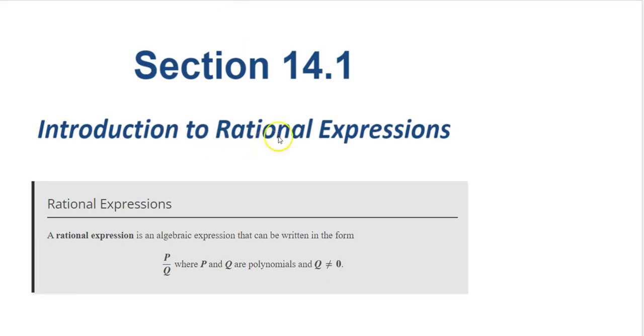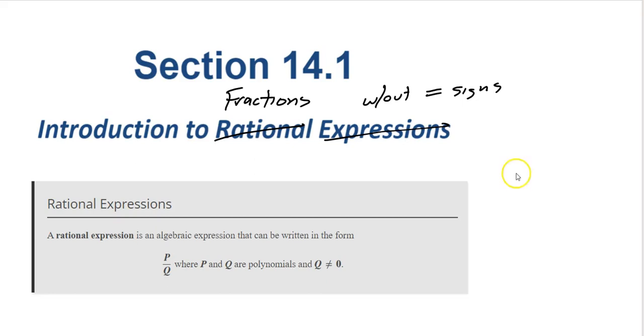Let's just remember that a rational is going to say this is fractions, expressions, that means just without equal signs. That's what that means. Introduction to fractions without equal signs. That's expressions. Remember, an expression is just like 2x plus 1, but there's no equal sign there.